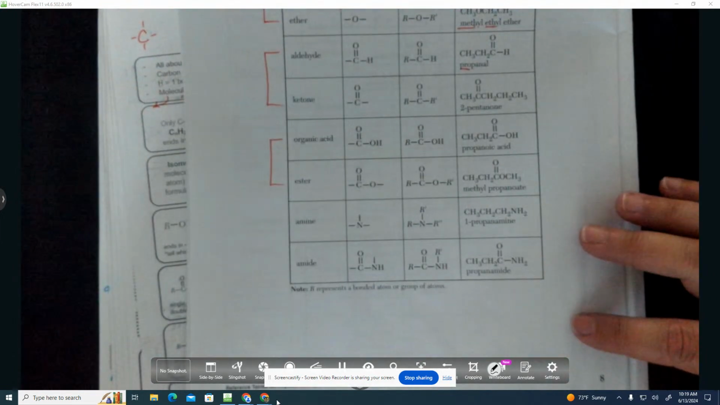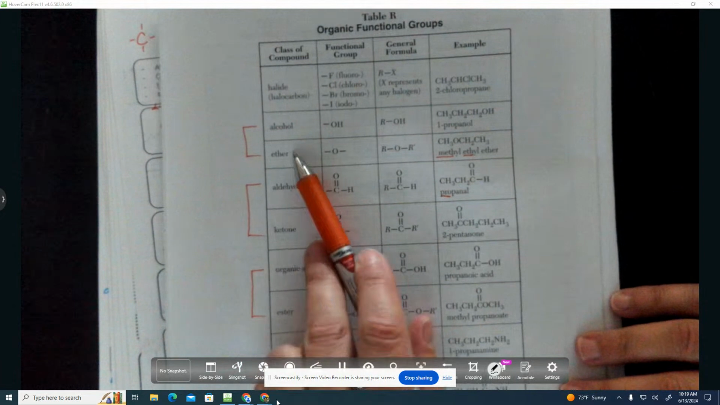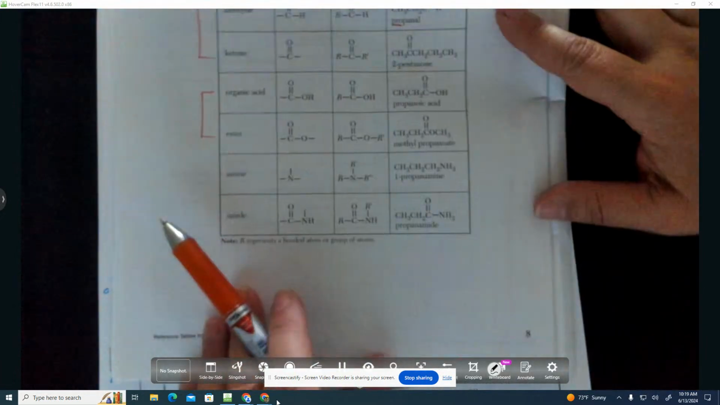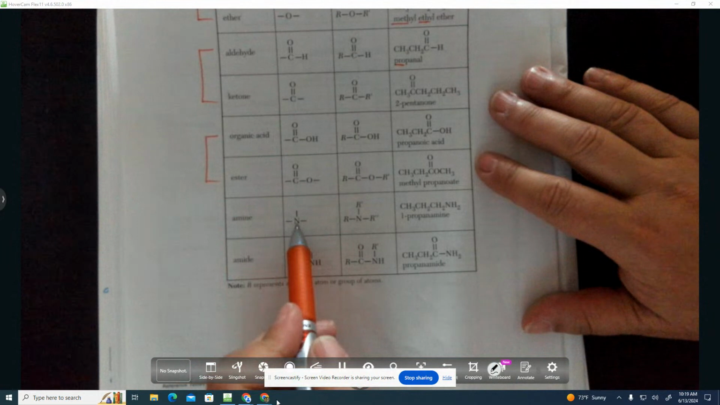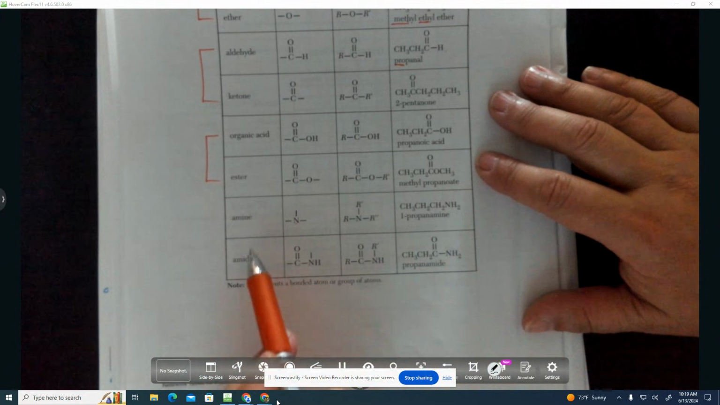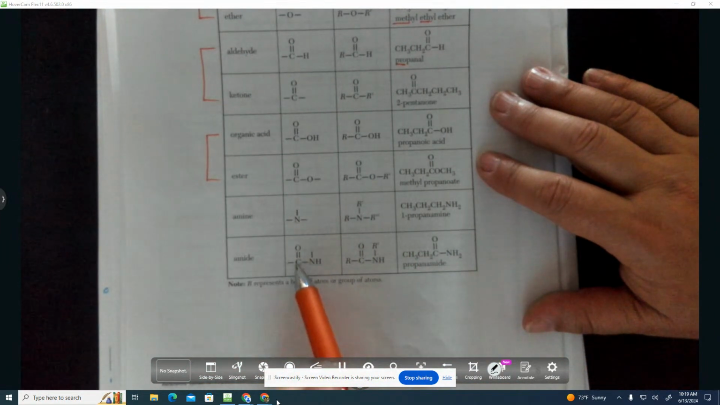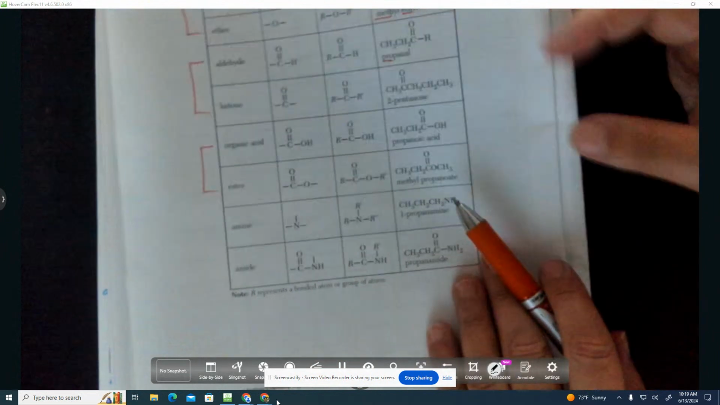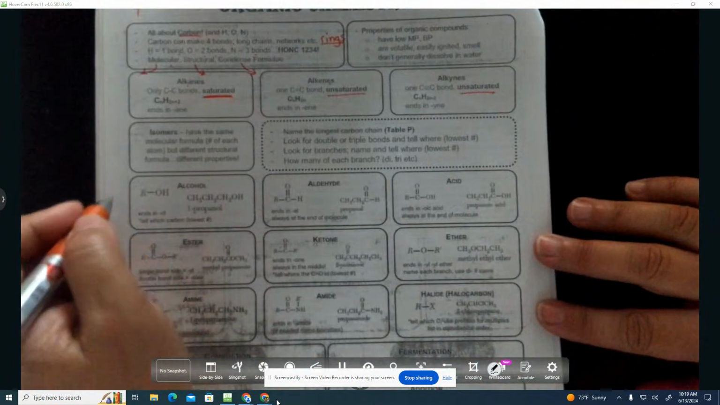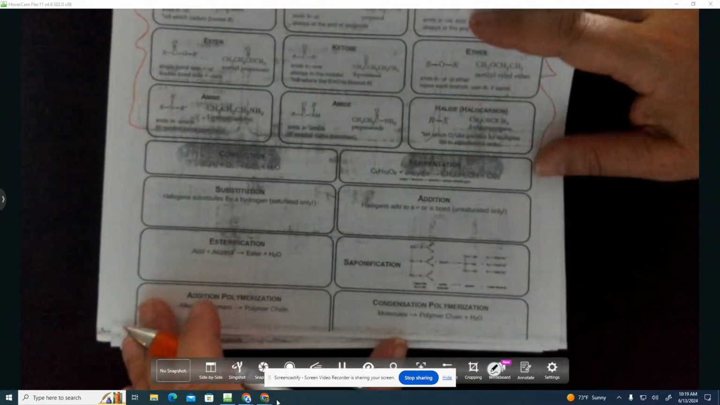All right. They're right here. The amine and the amide are very easy to recognize. The amine has a nitrogen but no oxygen, and the amide has a nitrogen, but right next to it, you're going to have a double bonded oxygen. That's all of this section right here. All given to you on your reference table.